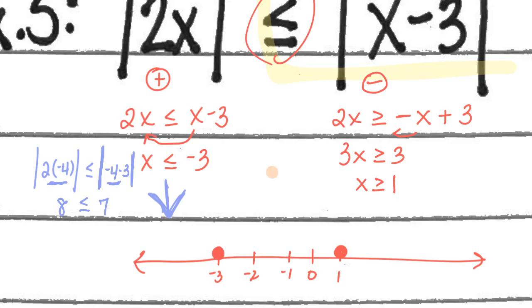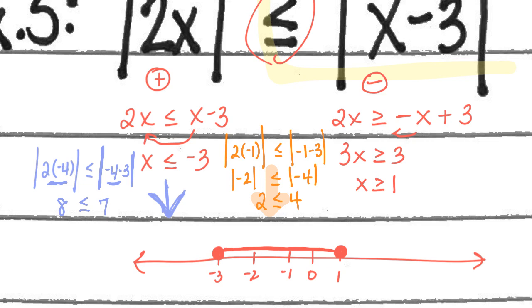All right, now let's try for this area right here. I'm going to plug in 0 because that's the easiest number to plug in. But you know what? I'll plug in -1. If I plug in -1, notice I'm plugging it into the original. 2 times -1 is the absolute value of -2, less than the absolute value of -4. Sure, 2 is less than or equal to 4. So this area is going to be filled in, that whole area.